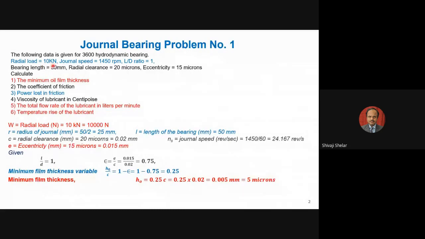We have been given here radial load W, that is equal to 10 kilonewton. So radial load W is equal to 10 kilonewton. So convert into Newton. So multiply by 1000. So we get that load as 10,000 Newton. Then we have been given the diameter of the bearing here. The bearing length is 50 mm and L by D ratio is 1.